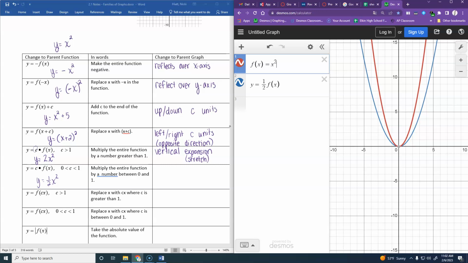So mathematically vertically, that's what's happening, but it also makes it look wider, right? So this is a vertical compression or shrink.